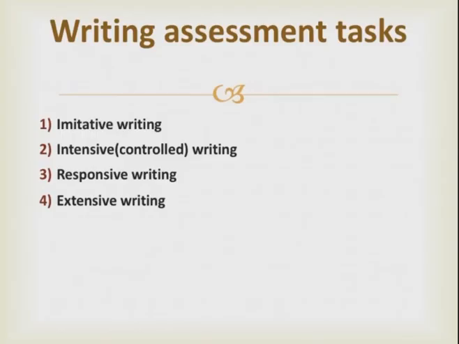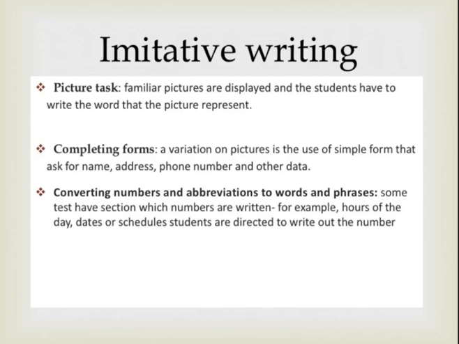There are different types of writing tasks according to the level of linguistic complexity. Imitative writing. Picture cue task. Familiar pictures are displayed and the student has to write the word that the picture represents. Completing form. A variation on picture is the use of a simple form that asks for name, address, phone number, and other data. Converting numbers and abbreviations to words and phrases. Some tests have sections in which numbers are written.